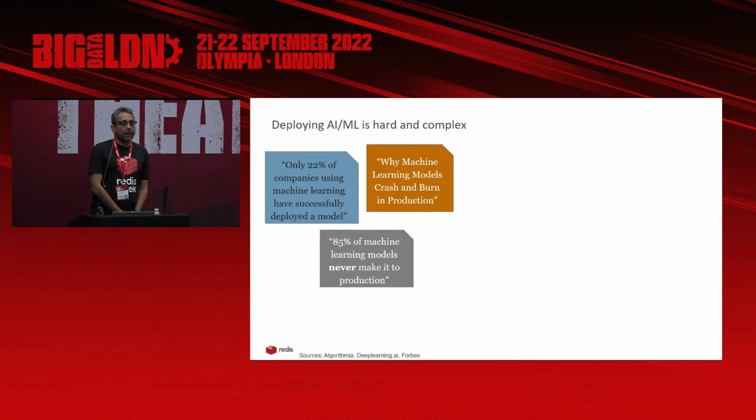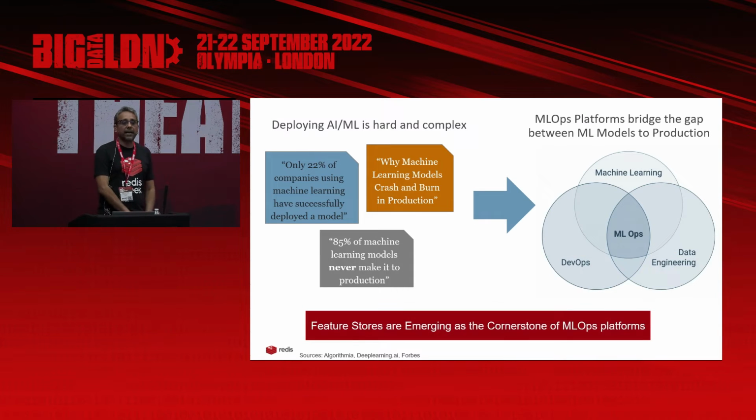Now, only about a quarter of companies have deployed their AI and ML models in production. And 85% of the models never make it into production. And even when they are in production, they crash and burn because of performance. That's why we have MLOps. MLOps bridges the gap between what a data scientist does in a Jupyter notebook and how to take what he has developed and move it into production.